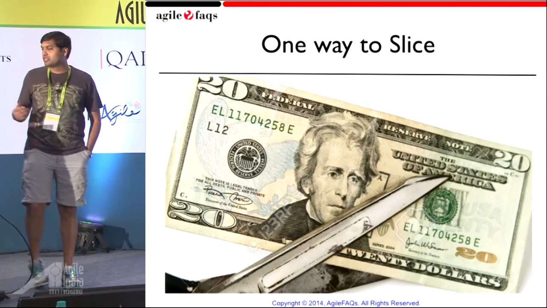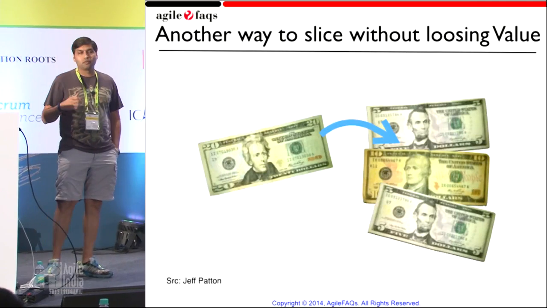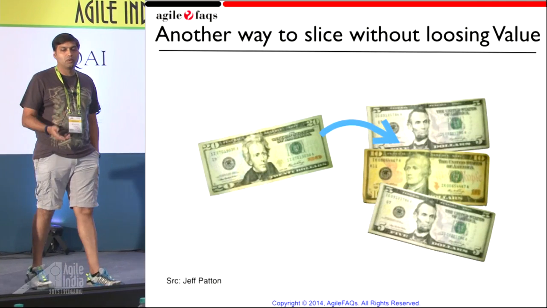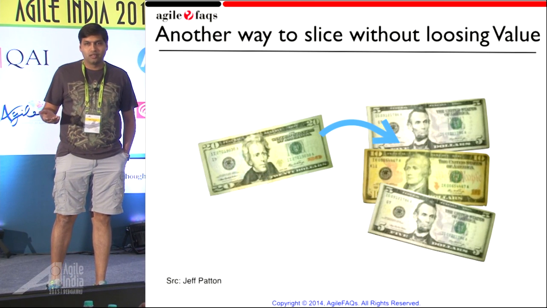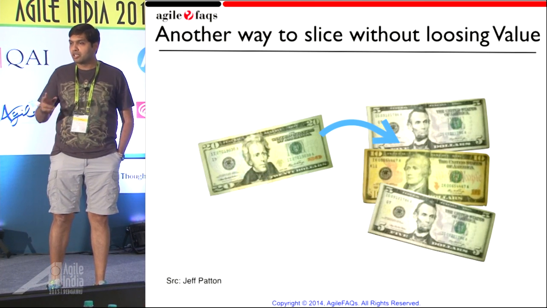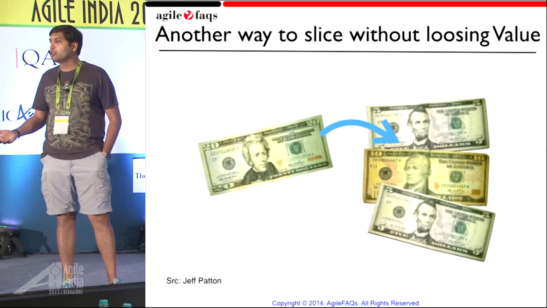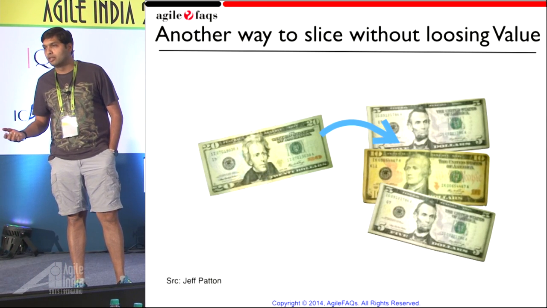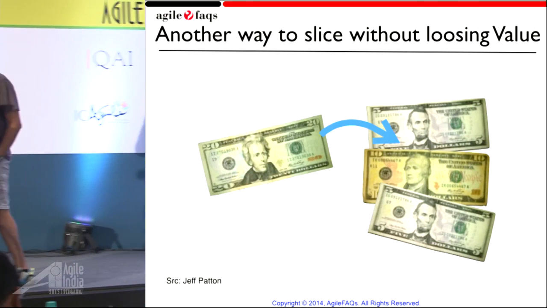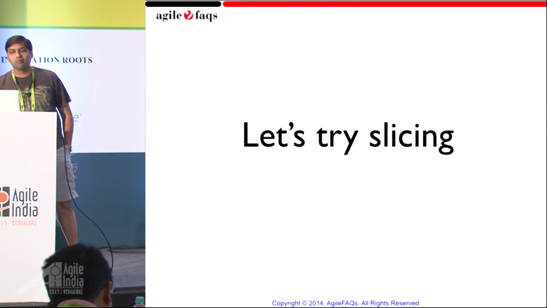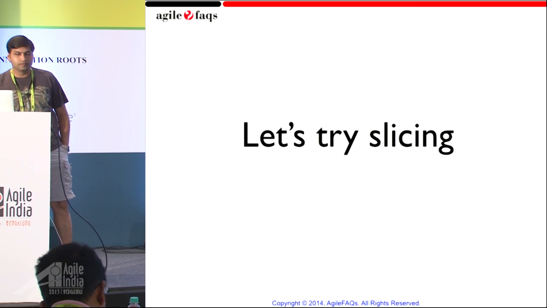So I think Jeff makes this point really well, is that when you take something and one way to slice it is, think of the money metaphor, how you break down your money. You don't cut it. You basically try and go to smaller denominations, right? So that's another metaphor to use when we talk about slicing, right? So let's take an example and try to slice, right?